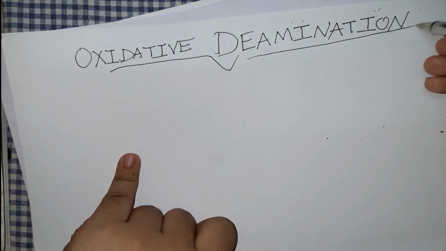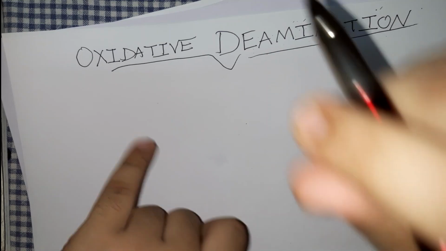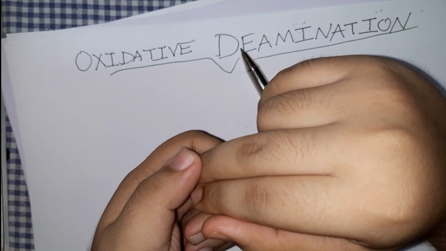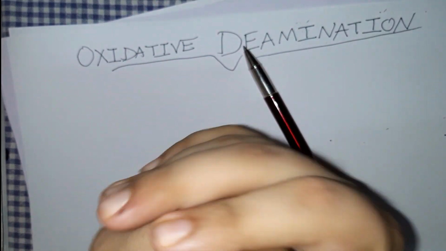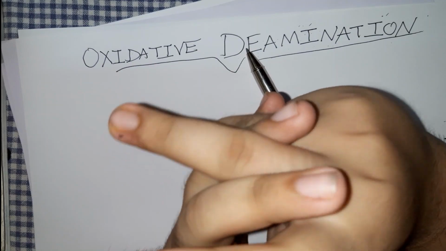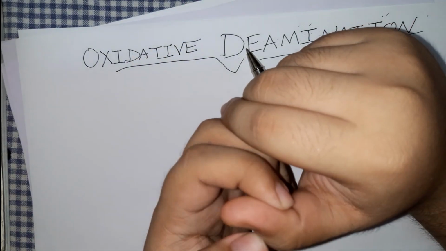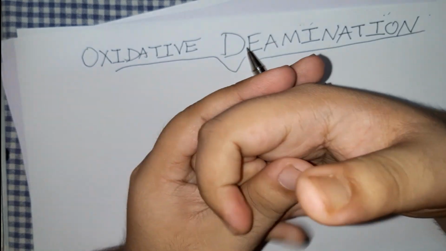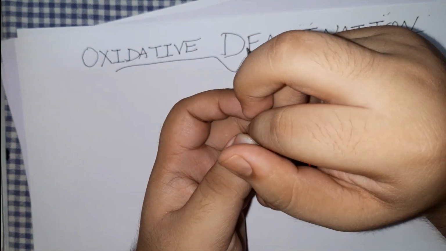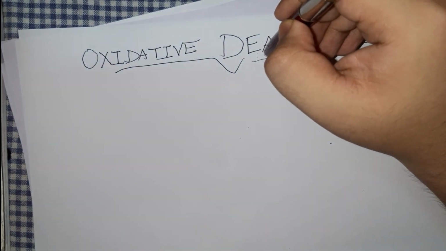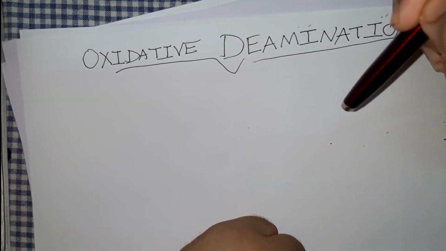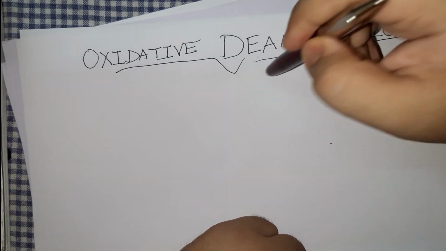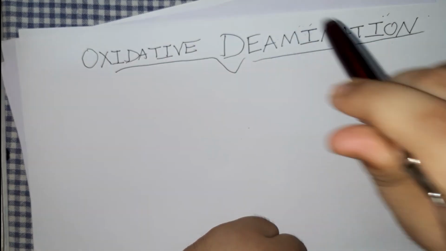Oxidative deamination. I don't know whether any of you have watched a web series known as Breaking Bad. Have you watched it? Or are you too nerdy to watch that? No, it's a very good web series, and it's about a chemist actually, and the different choices that he makes in his life. So why I'm talking about Breaking Bad is that in Breaking Bad there is a compound known as methamphetamine, and for the synthesis of methamphetamine, the process which is used is reductive amination.